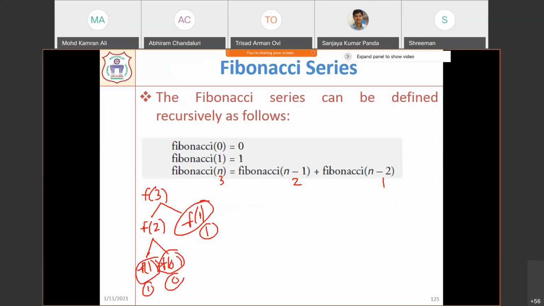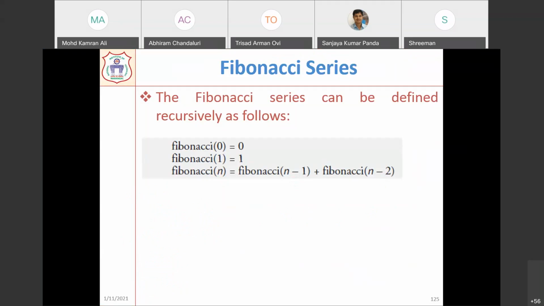Like in this case, f of 1 is 1 and f of 0 is 0, so you can sum these two, and that is f of 2, which is 1. Once you solve f of 2 and f of 1, then you can solve f of 3, that is 1 plus 2. You can see in the Fibonacci series: 0, 1, next one is 1, next one is 2.